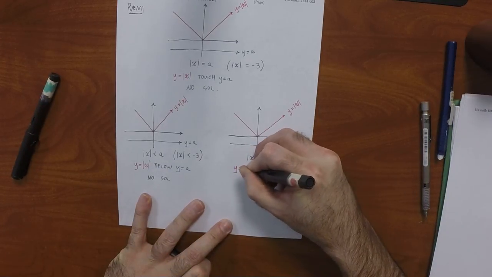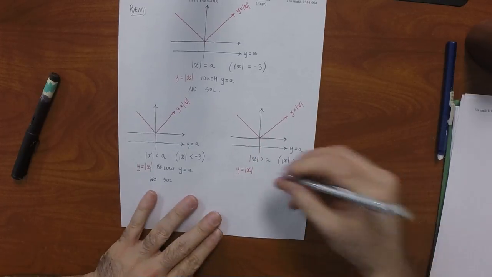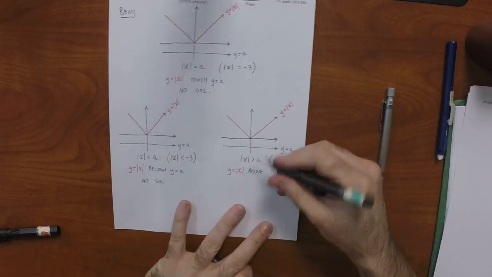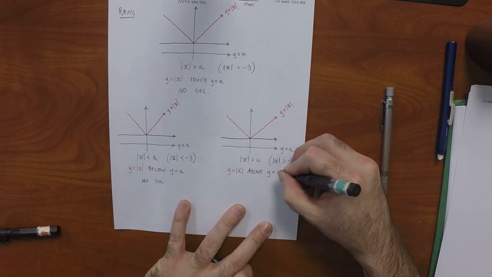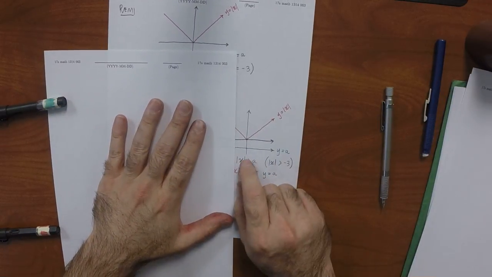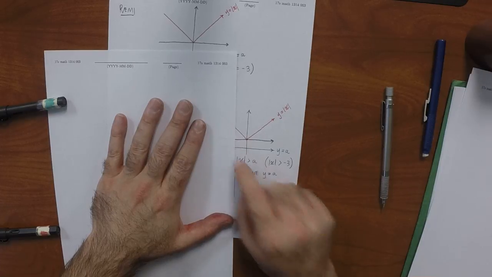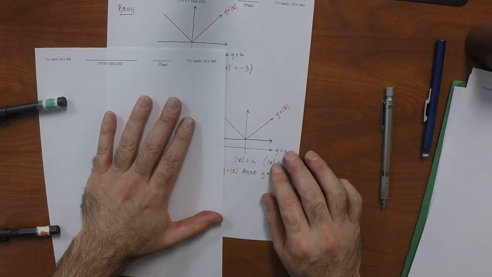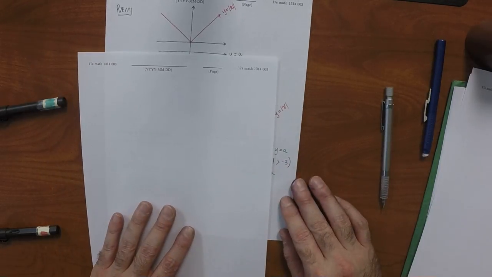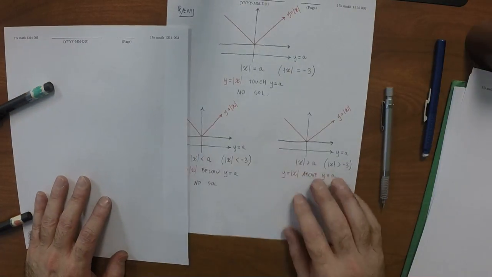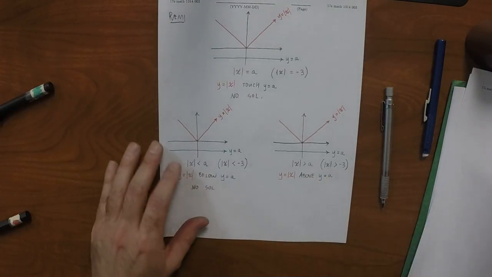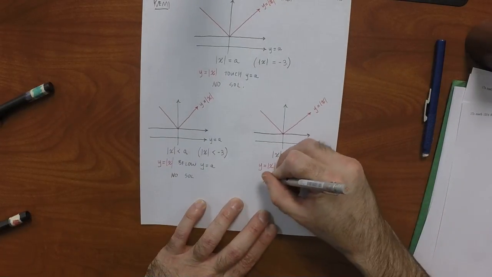So this is saying, when is the red bit above the green bit? Which is to say, have a look at this picture. For what X values is the red above the green? So is red above green there? Yes, right, for all of them. Similarly, where is red below green? No, none of them, right? So the answer here is all reals.